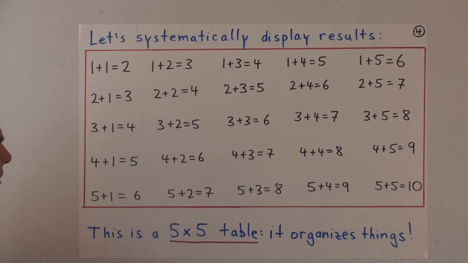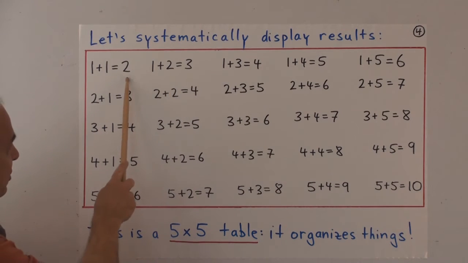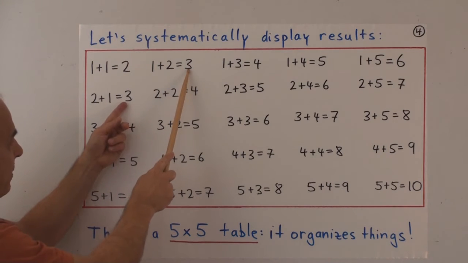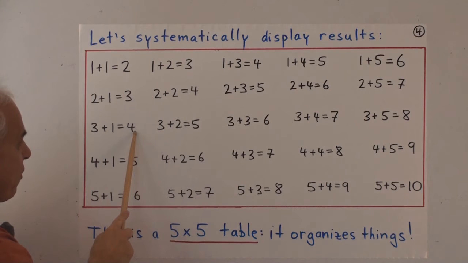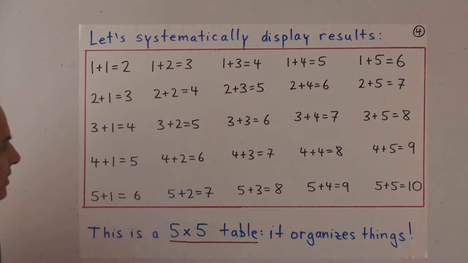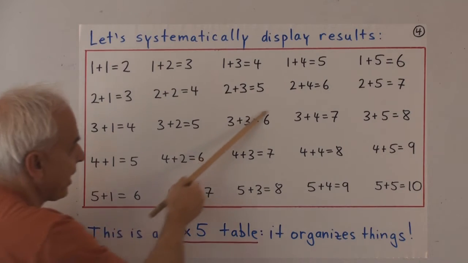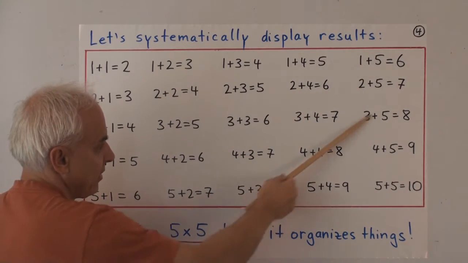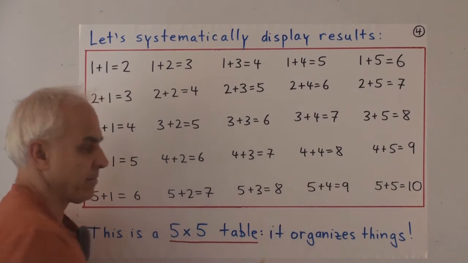There's an obvious pattern. If we look at the answers, here we get an answer of 2. Here and here we get an answer of 3. Along here we get answers of 4. Along this sort of diagonal we get answers of 5. Then along this diagonal we get 6s. And then along here we get 7s. Here 8, here 9, and here 10.